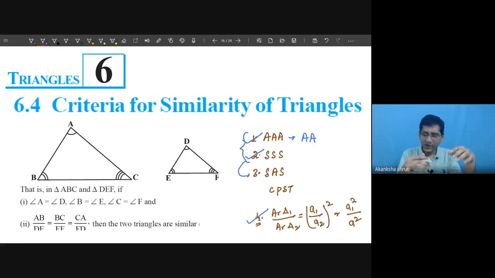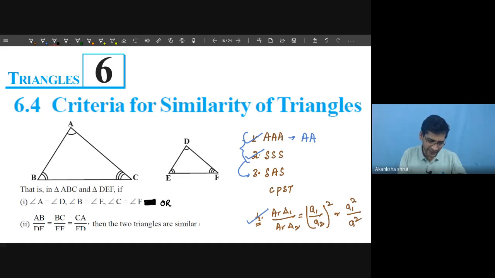These two conditions are in an OR condition. It means if either the respective angles are equal, then they are similar, or the respective sides are proportional, then they are similar. So students, keep in mind that AND is not required here. In fact, AND would mean the first criteria as well as the second criteria are both required. So the correct word here should be OR. It means if the respective angles are equal, then the two triangles are similar.